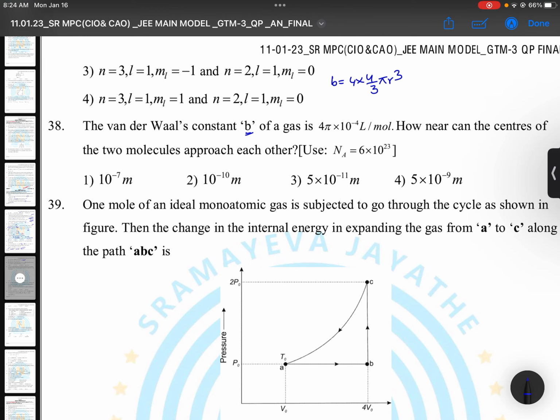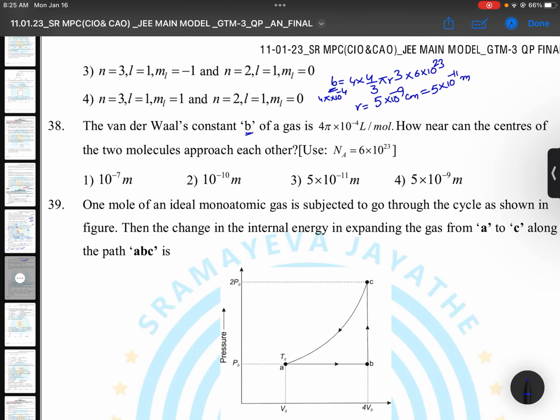And this is for 1, and he is asking for Avogadro number. Avogadro number is 6 into 10 to the power of 23. If you find, b value is given 4 pi into 10 to the power of minus 4, this is given. From this, if you calculate, r will come as 5 into 10 to the power of minus 9 centimeter, or 5 into 10 to the power of minus 11 meter.